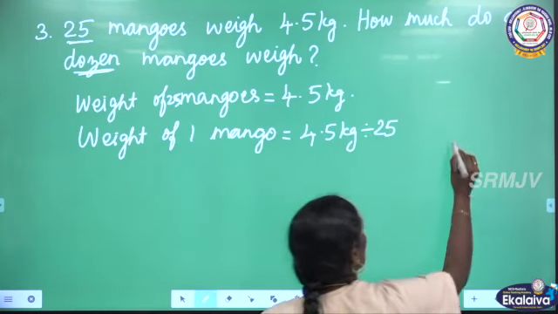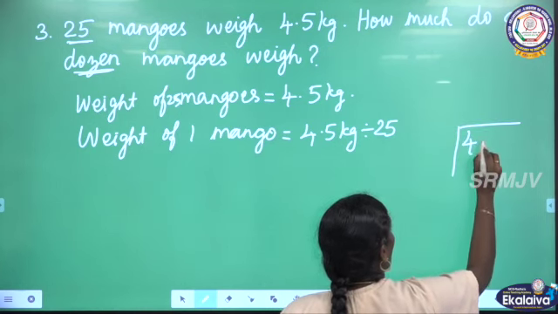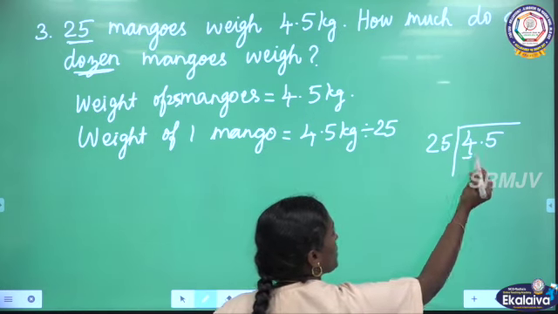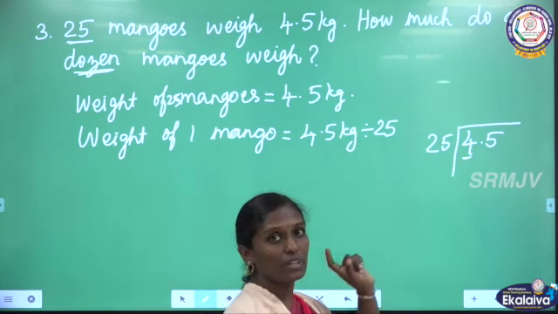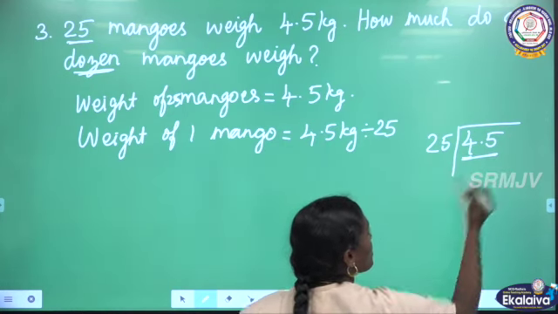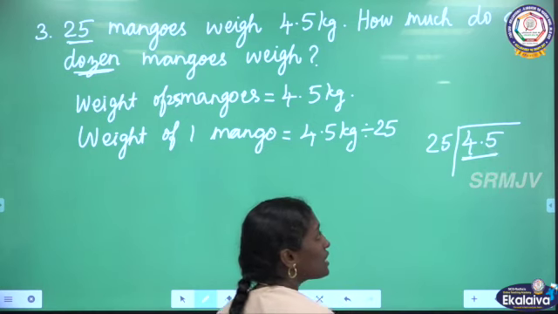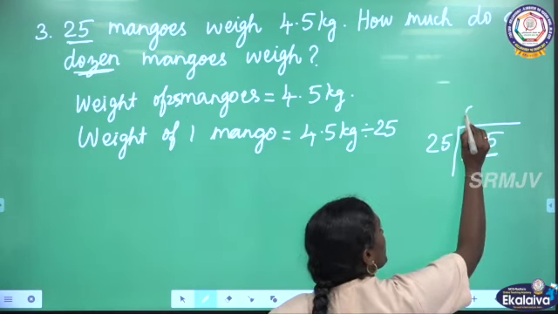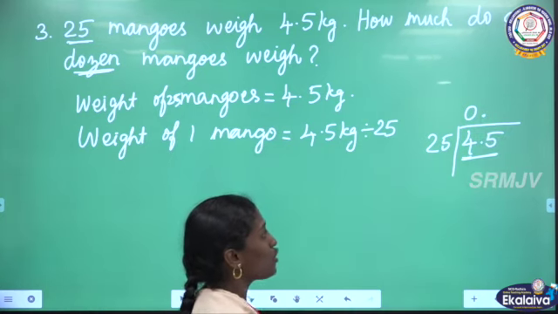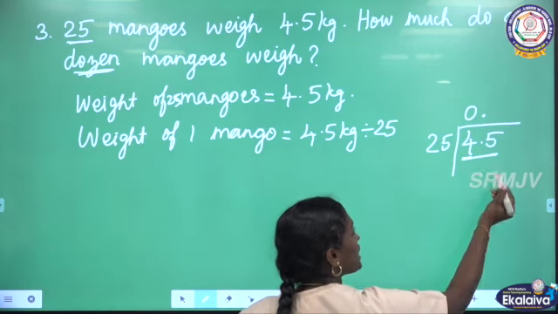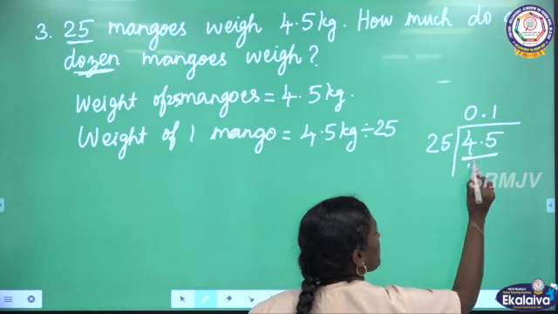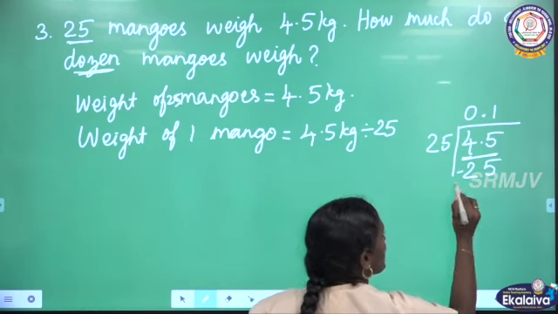Now we are going to divide 4.5 divided by 25. First we have to check the whole number part alone. Here we are having 4 in whole number part, which is less than the divisor. So we have to take both the digits together, but 5 is in the decimal part. So for the whole number part we have to put 0 and we have to keep the decimal point in quotient. Now we are going to take as 45. In 45 how many 25s are there? Only one time 25. Now we have to subtract it.